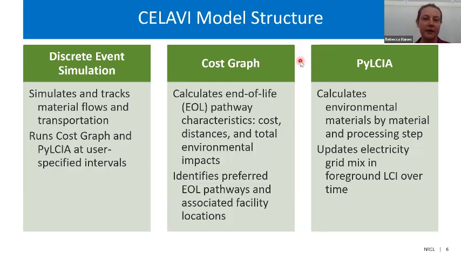So briefly, the discrete event simulation is how we capture material flows in the supply chain. The cost graph is how we store and use all of the information we care about, like costs and distances. And PyLCIA is how we calculate environmental impacts for the supply chain operation. More details to come in a couple of slides. Next slide.